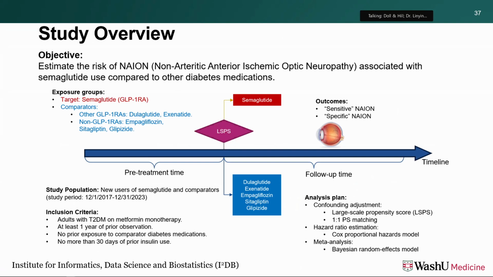So the analysis plan, for this new user cohort design, is to use large-scale propensity scores to estimate propensity scores and adjust for confounding. And then within matched pairs, we run a marginal Cox proportional hazards model to estimate the hazard ratio, the causal effect. And for meta-analysis, we use a Bayesian random effects model.